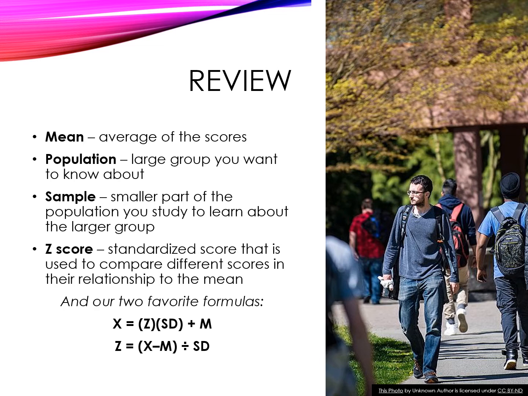And our two favorite formulas: the raw score formula, when you have the z, the standard deviation, and the mean, is x equals z times standard deviation plus the mean. And the formula for the z-score is the raw score minus the mean, divided by the standard deviation.